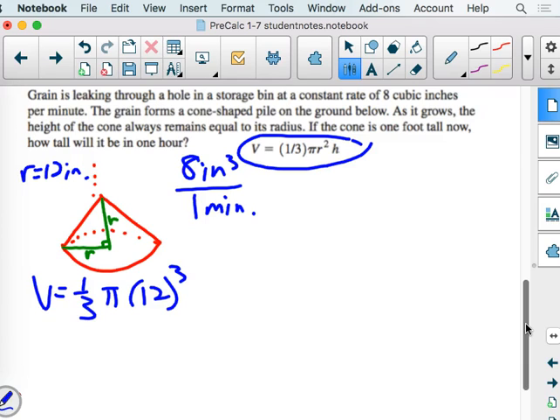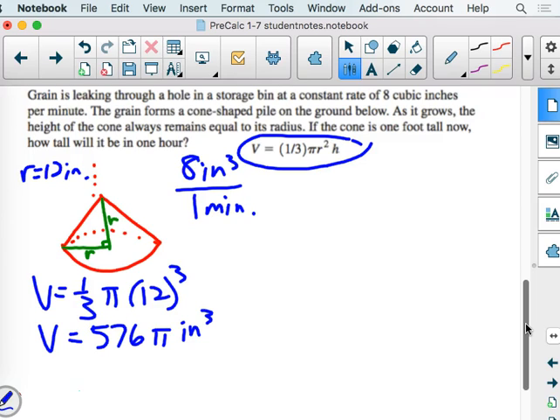Now, we are not going to punch the pi piece in. What I need you to do is punch in the 1/3 times 12 to the third and see what you get. We should get a nice number at this point. Because if we start putting pi in now, we will start rounding too early in the problem and we'll have rounding errors at that time. So what number goes in front of our pi? 576. So right now, there are 576 pi cubic inches of grain in that pile.